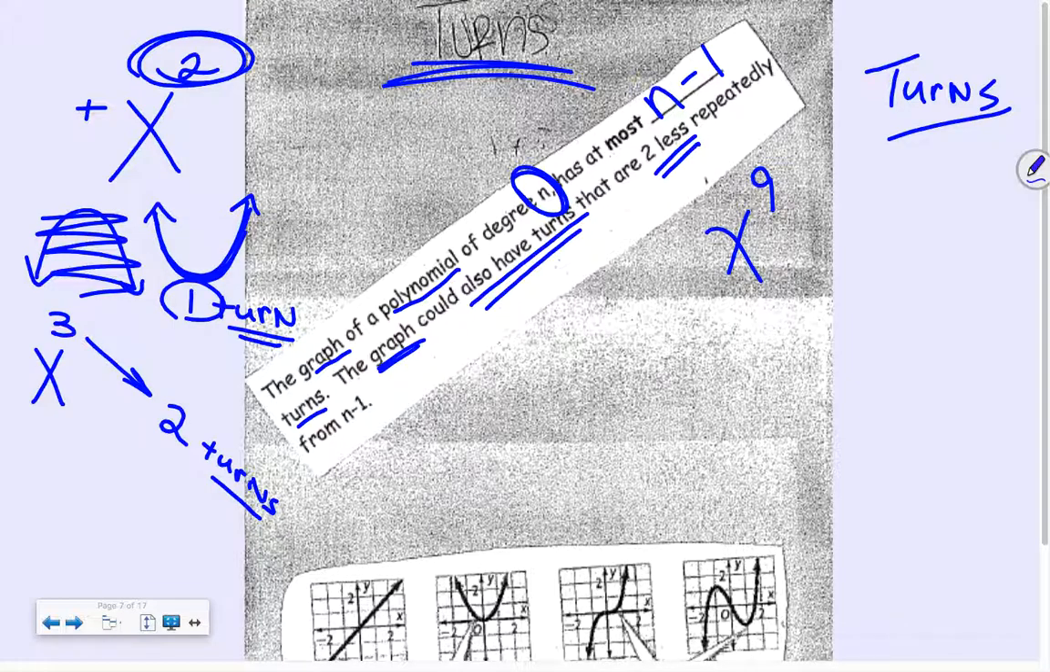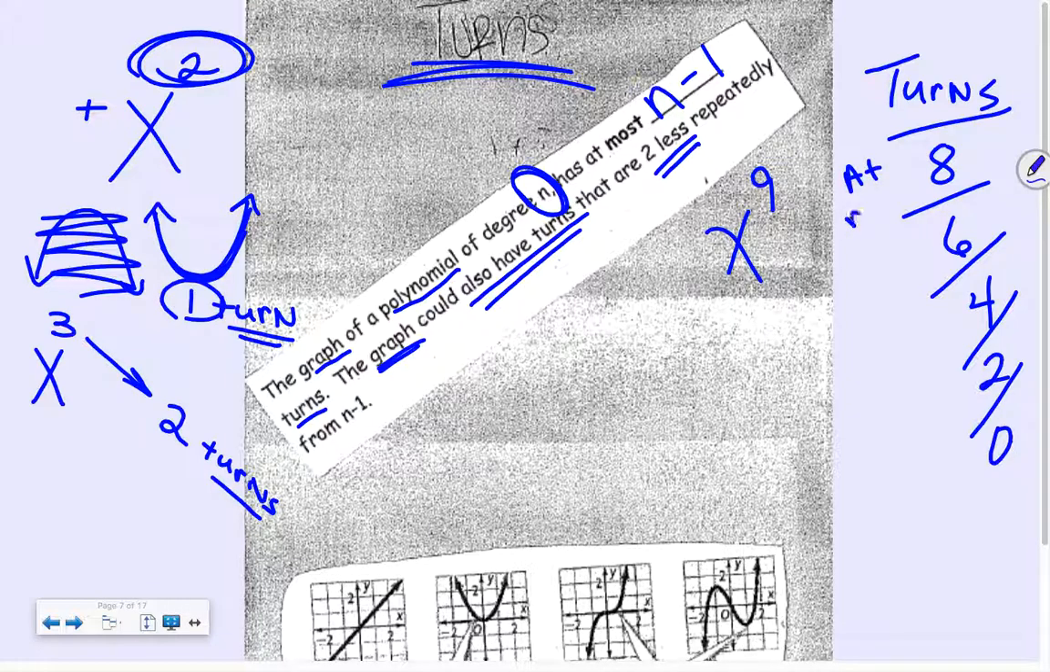8. Okay, the graph could also have terms that are 2 less than that number, 8. It could also turn what? 6 times. Keep going. 4 times. 2 times. 0. Once you get to 0, then it doesn't turn at all. If it doesn't turn at all, you're done. So what does x to the 9th turn, at most?